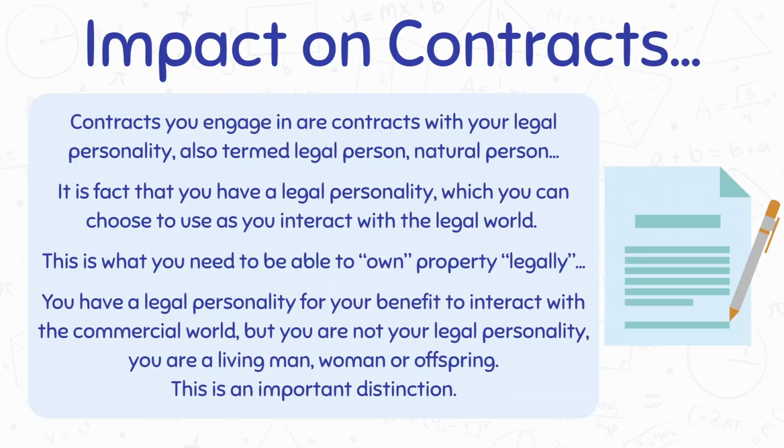Oh, well, guess what? That makes you a beneficiary again. For you to be able to interact with the commercial world, to actually get into contracts, to be able to enjoy your trust relationship with the government, all of it, you need the legal personality. But the key here is that you are not your legal personality. You are either a living woman, a living man, or the offspring of a living man and woman. You had to exist first before your legal personality could have been created and then gifted to you. This distinction is extremely, extremely important.